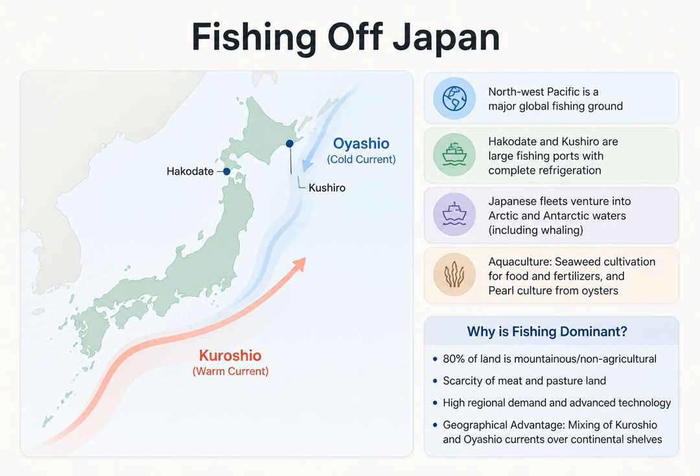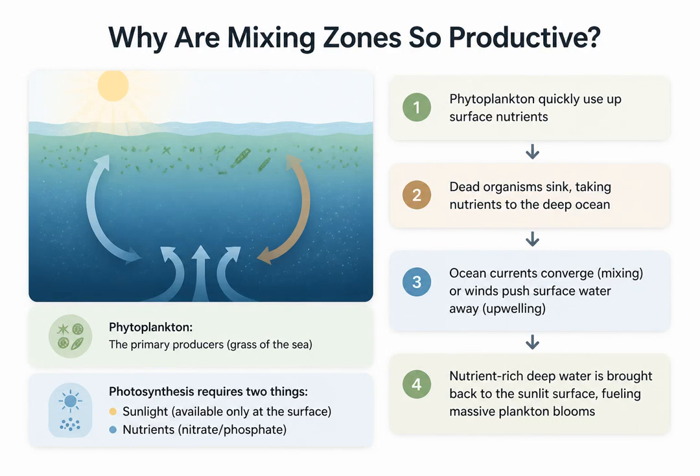Why? Because 80% of Japan's land is mountainous and unsuitable for agriculture or livestock pasture. With a scarcity of meat, fish became the primary protein. Japan has heavily invested in this, building massive ports like Hakodate and sending fleets as far as the Antarctic. They have also pioneered aquaculture, cultivating seaweed for food and fertilizer, and harvesting cultured pearls from oysters. Geographically, Japan is blessed with indented coastlines for safe ports and highly productive waters where the warm Kuroshio and cold Oyashio currents mix.